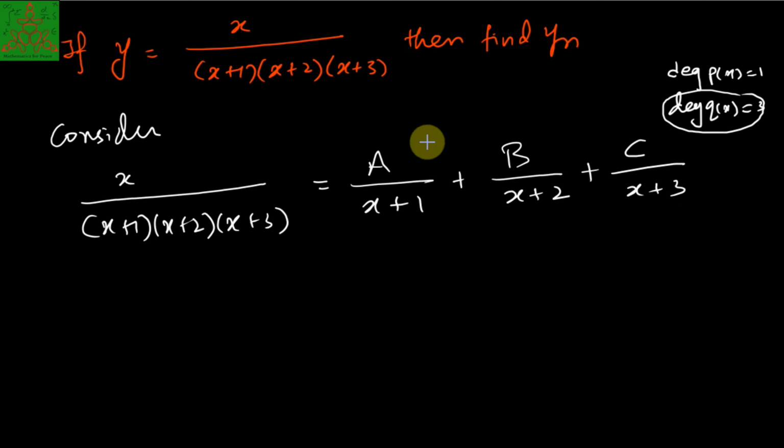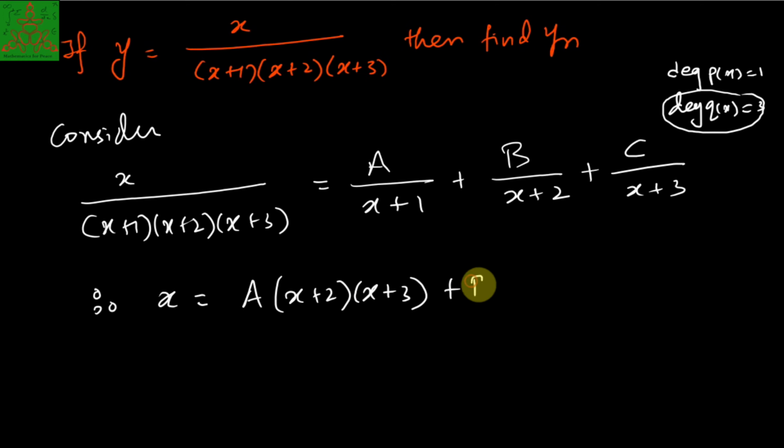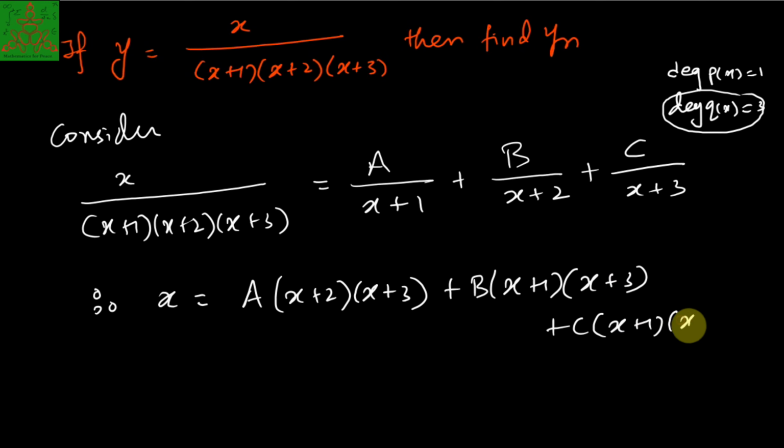And if you take the LCM as (x + 1)(x + 2)(x + 3) on this side, then it cancels out, and further simplification gives you x equal to a into (x + 2)(x + 3) plus b into (x + 1)(x + 3) plus c into (x + 1)(x + 2). The objective is to calculate the values of a, b and c.